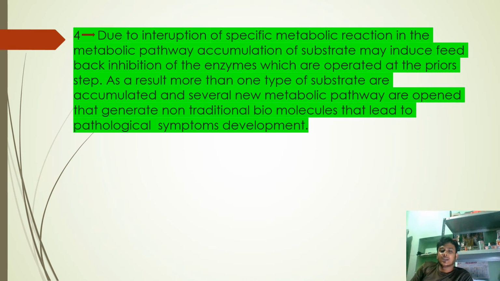And number four, due to interruption of a specific metabolic reaction in that metabolic pathway, accumulation of substrate may induce feedback inhibition of the enzymes which appear in the prior steps. As a result, more than one type of substrate is accumulated, and several new metabolic pathways are opened that generate non-traditional biomolecules that lead to the development of pathological symptoms.